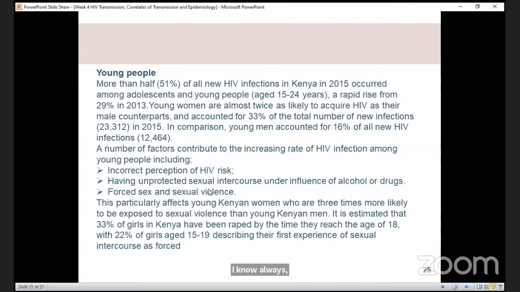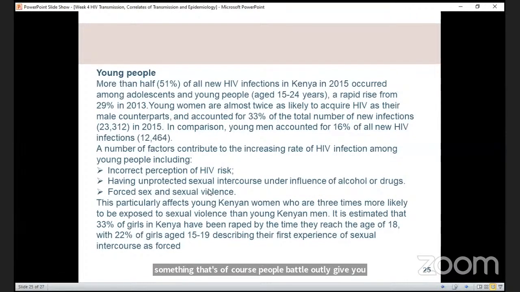Incorrect perception. Number two, having unprotected intercourse under the influence of alcohol or drugs. That is, having unprotected sexual intercourse under the influence of alcohol and drugs. Again, this is something that's noteworthy, something that, of course, people battle with every other time out there.